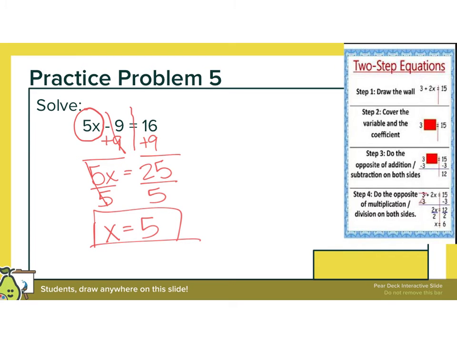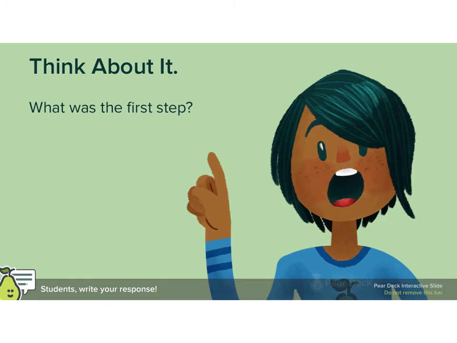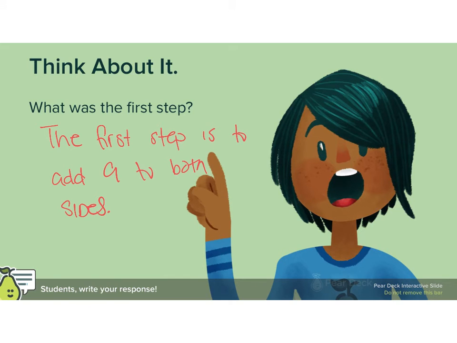On the next slide, the first step is to add 9 to both sides. Don't be lazy, write the whole thing in with the period.